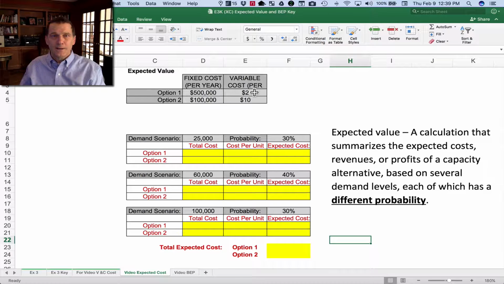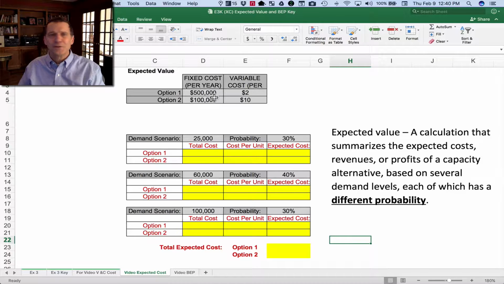And if we buy the new, we get a low piece price because it's new efficient equipment of $2. If we buy used, it's poor efficiency and much less efficient, with a cost per unit of $10.